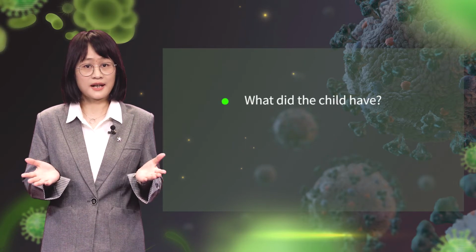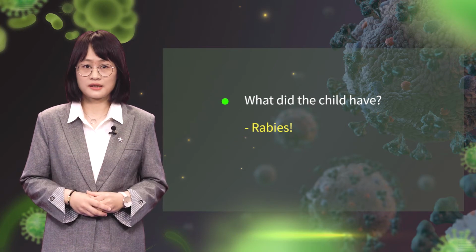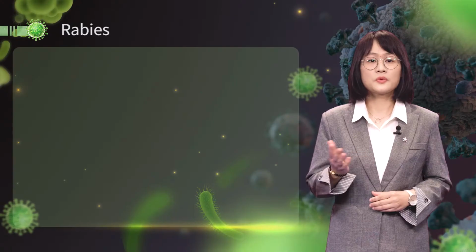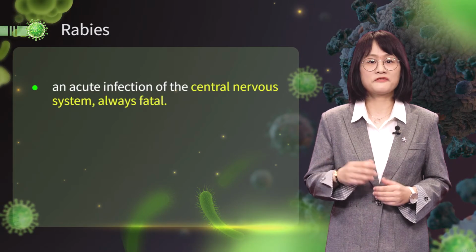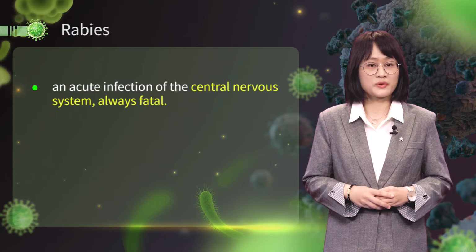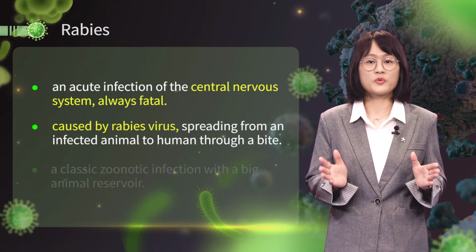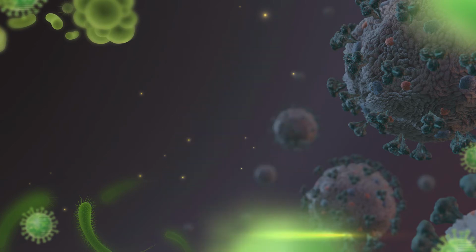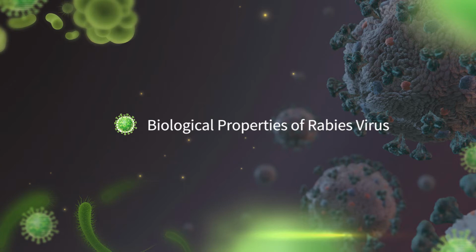What did the child have? It was rabies. What kind of disease is rabies? Rabies is an acute and fatal infection of the central nervous system caused by rabies virus. Now, we will focus on the causative agent, rabies virus. What are the biological properties of the rabies virus?